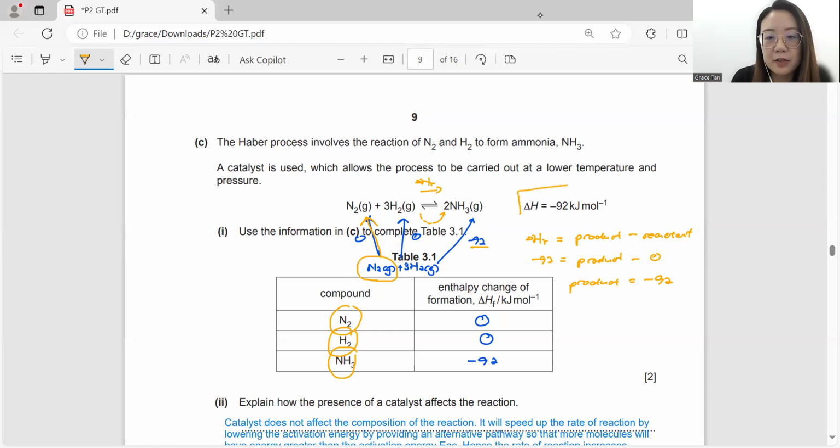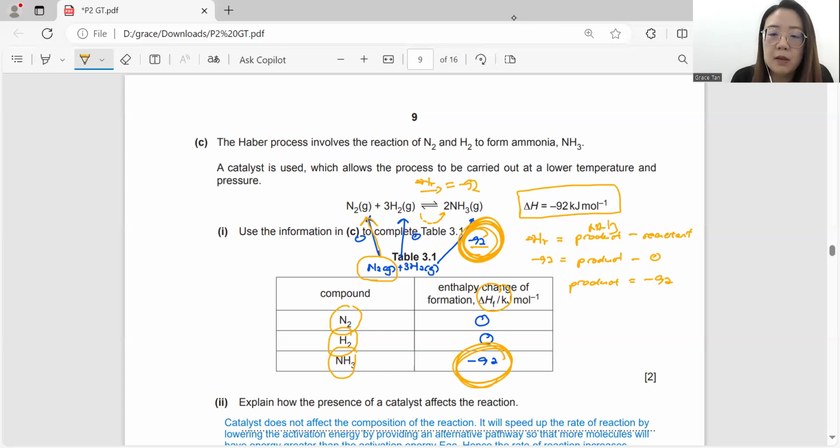The forward reaction here is 92. And if you know formation-based cycle, that means if all the information given are formation data, like in this case here, you can use the formula product minus reactant. So who's your product? Your product is NH3, right? NH3 is the arrow. This is the question mark that I need to find. So the NH3 product is the one that I'm going to find.